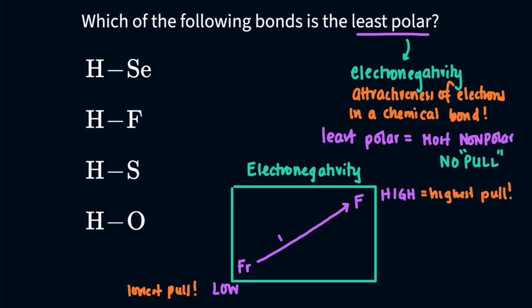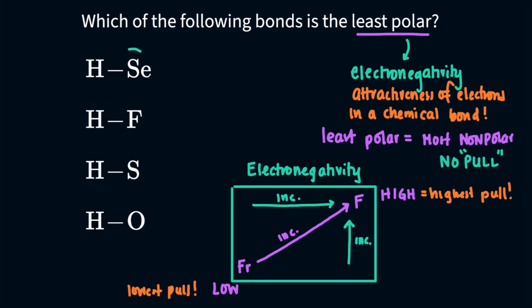So if we wanted to know the increasing or decreasing across periods and groups, just know that as you go across, you will increase, and as you go up, you will also increase in your electronegativity.